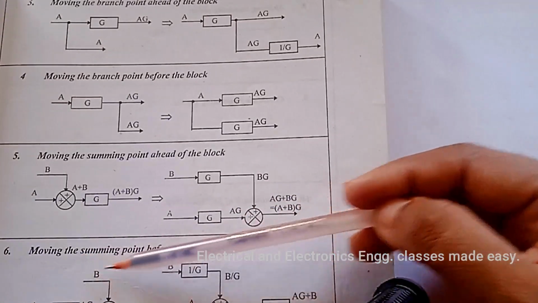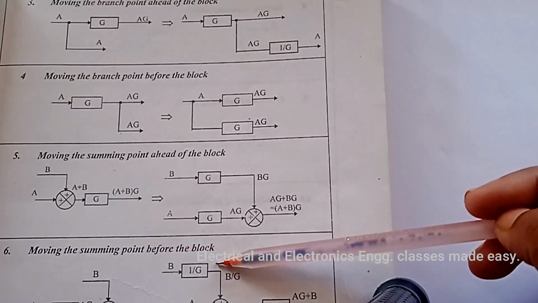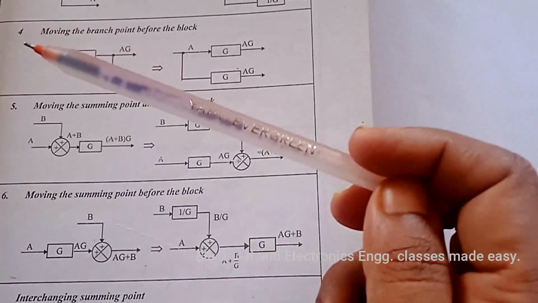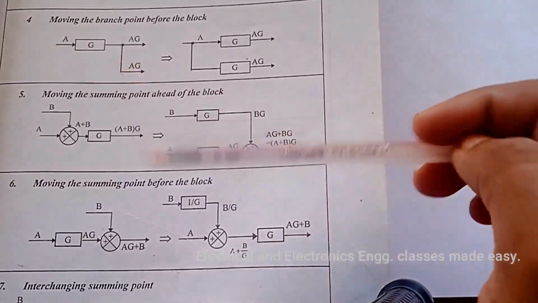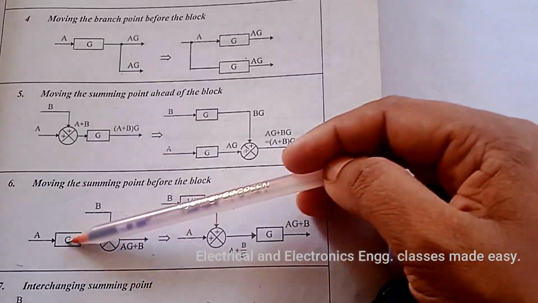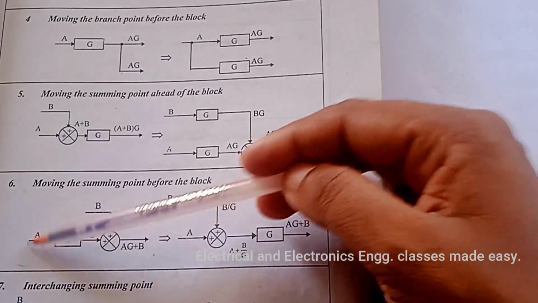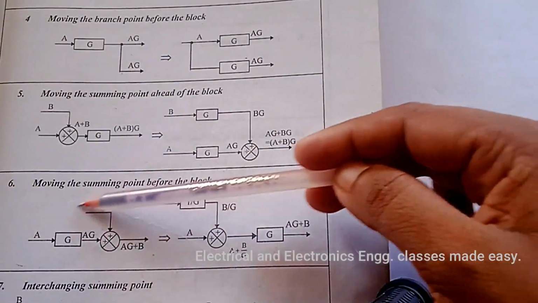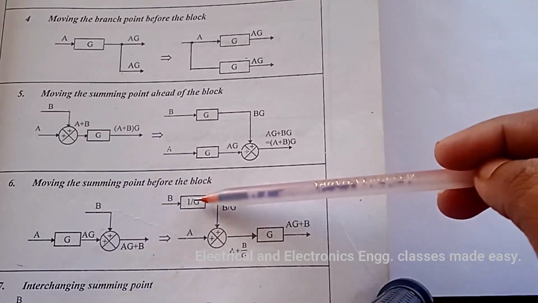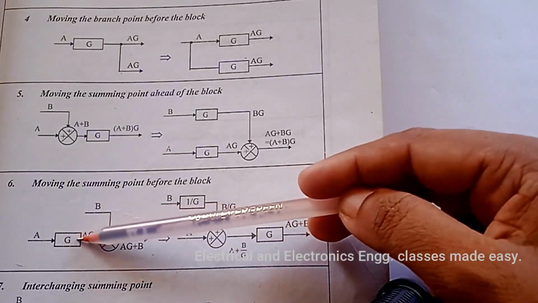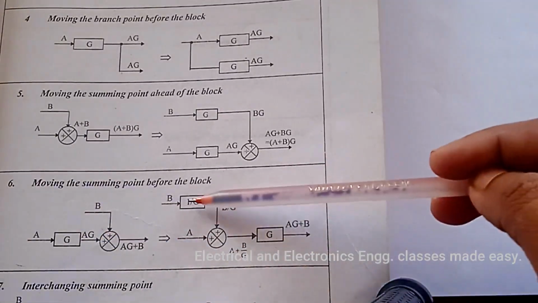Then sixth one, moving the summing point before the block. Suppose the summing point is after the block, then we have to change this summing point to this side. Then an additional block with a transfer function of 1 by g, that is the reciprocal of this transfer function, should be added.